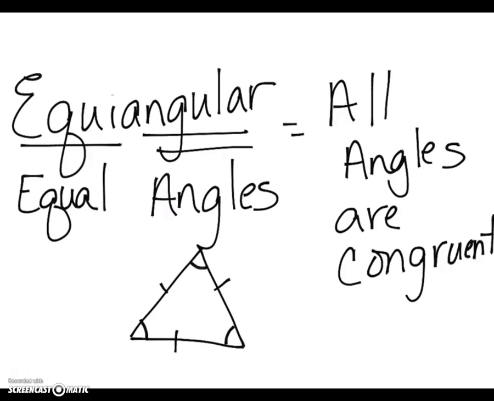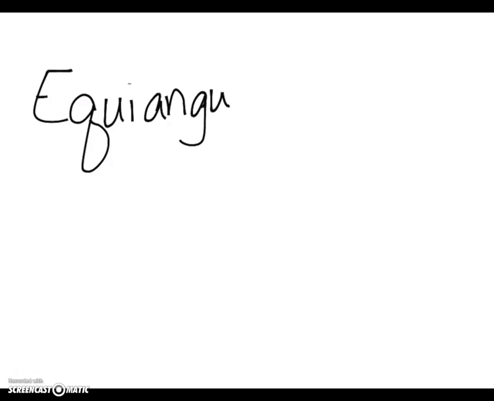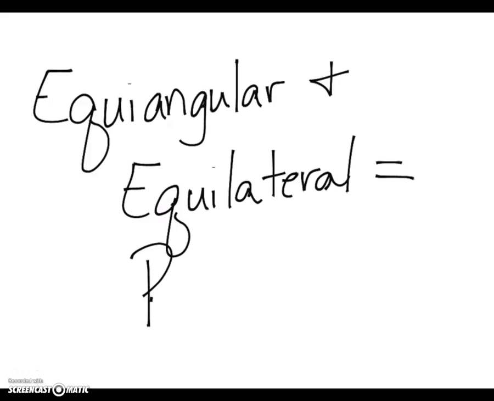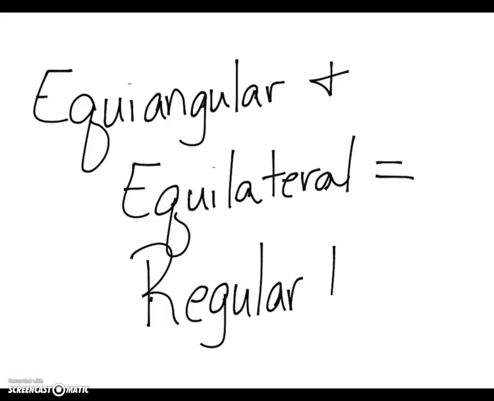Okay? If you have any polygon, whether it's a triangle or something else, where they are equiangular and equilateral, so all the sides are the same length, they're congruent, all the angles are the same, then that means that it is a regular polygon.